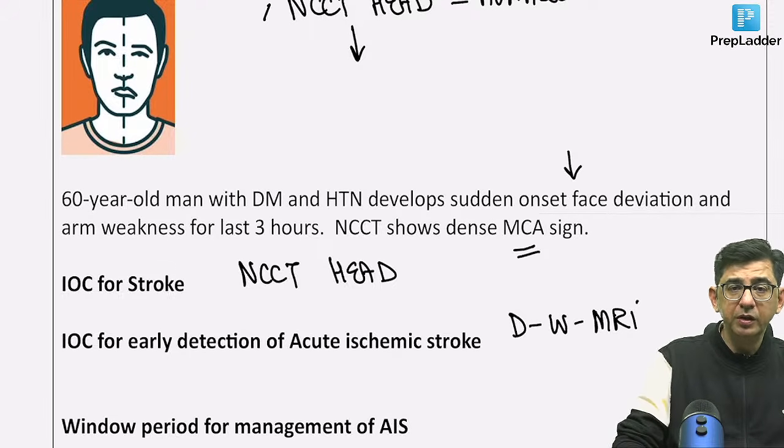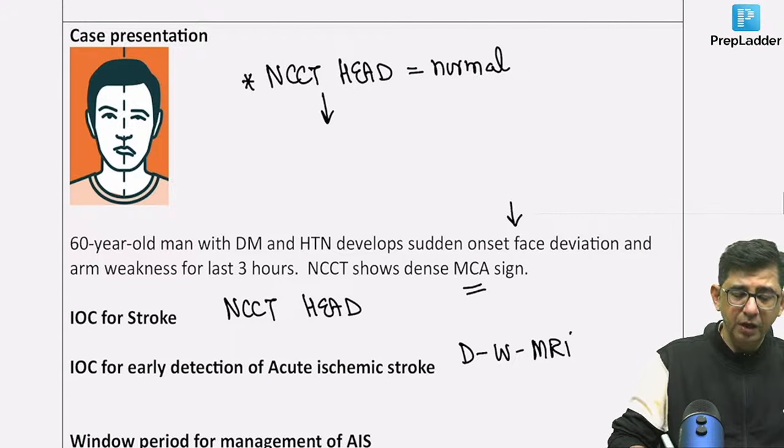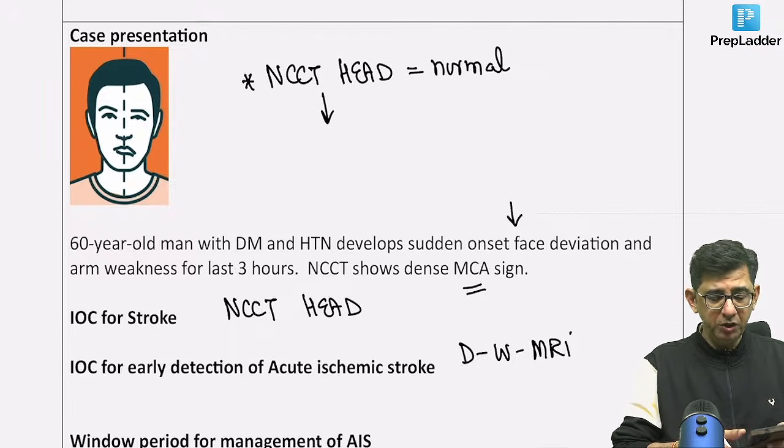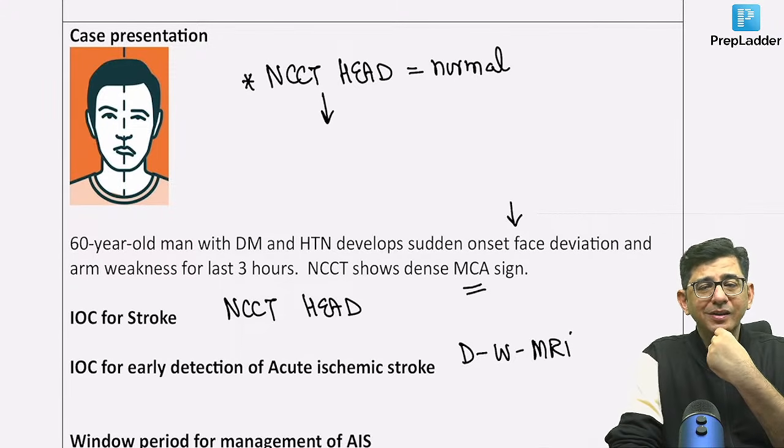You guys can comment in the chat box. Yes guys, CT head normal in a patient where acute ischemic stroke presentation is there. What is the next best investigation to be done? Okay, fine. MRI takes time. MRI sequences are going to take some time.